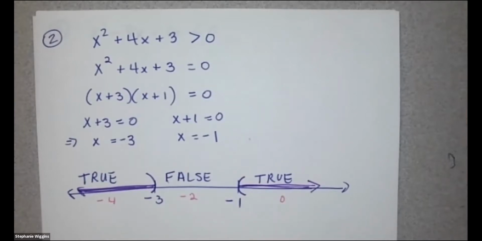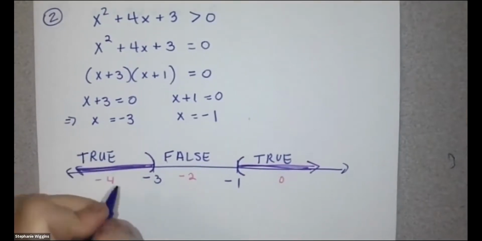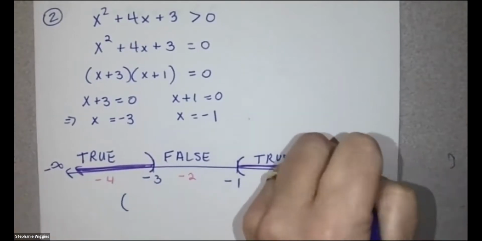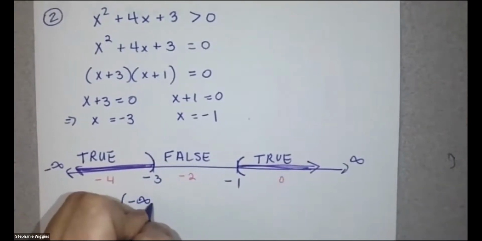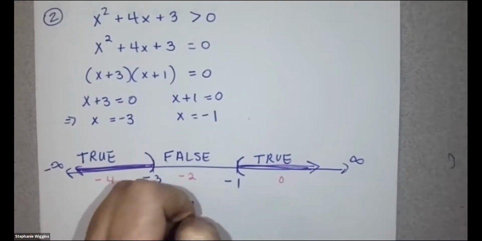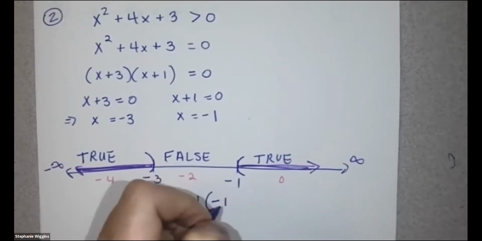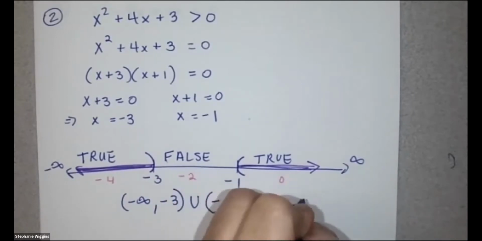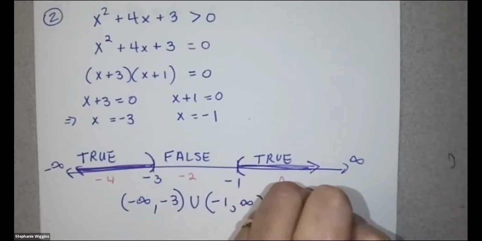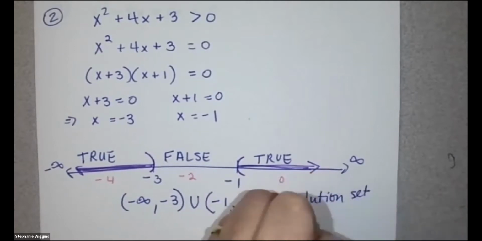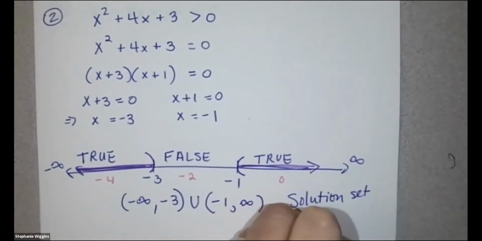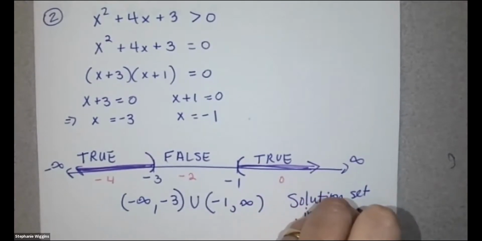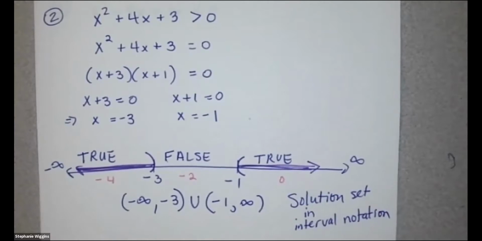And if I write that in interval notation, I'm going from -infinity to -3, not including -3, joined with from -1 to infinity, not including -1. This again is the solution set in interval notation. Okay, any questions on that one?